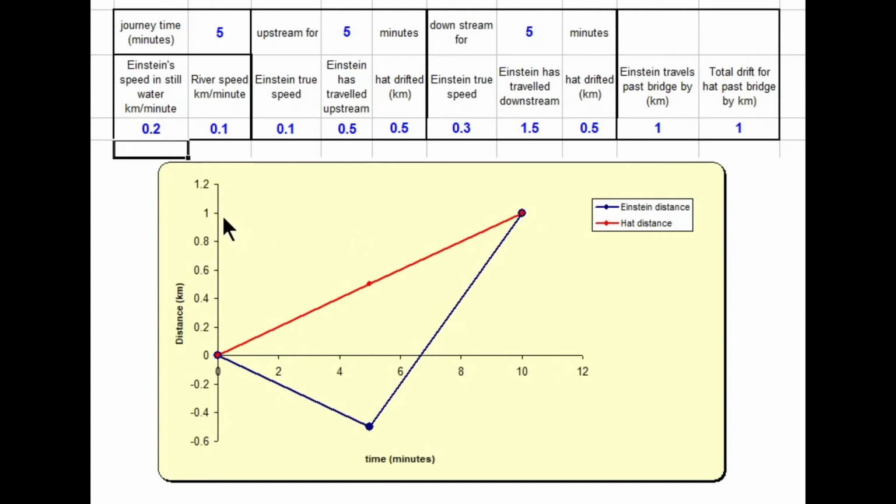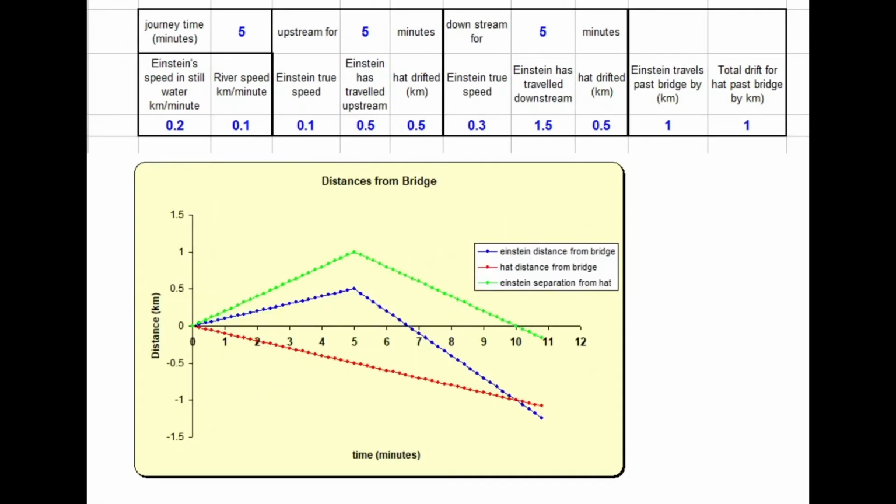10 minutes, 1 kilometer. What if he was going at very slow speeds? Now what I thought then was, let's just do a slightly different spreadsheet. So I played about a little bit, and then I made a new graph and plotted individual time increments for no particular reason. But this one I added, what is the separation distance between Einstein and his hat?